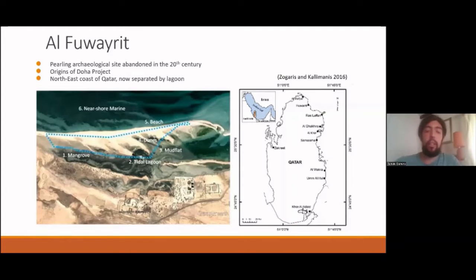This was one of the sites that was focused on by the Origins of Doha project. Fuwayrit is an important landmark for future generations in the Arabian Gulf, since these types of settlements represent a way of living in this area of the world that has now been discarded since the oil industry took over in the 20th century. It used to be located right on the coast of northeast Qatar, but with changes of the coastline, it is now separated from the sea by a lagoon.